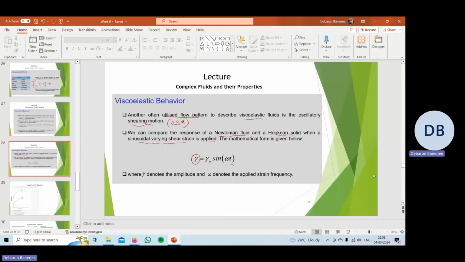Another often utilized flow pattern to describe viscoelastic fluids is the oscillatory shearing motion. We can compare the response of a Newtonian fluid and a Hookean solid when a sinusoidally varying shear strain is applied. The mathematical form is given as gamma equals gamma m sine omega t, where gamma m is the amplitude and omega is the applied strain frequency.